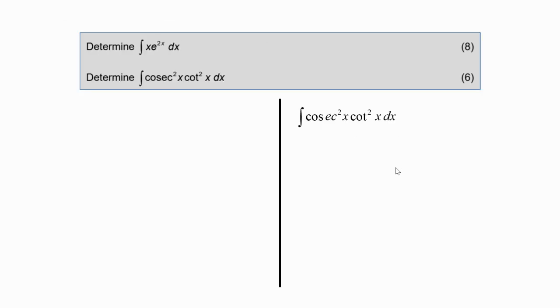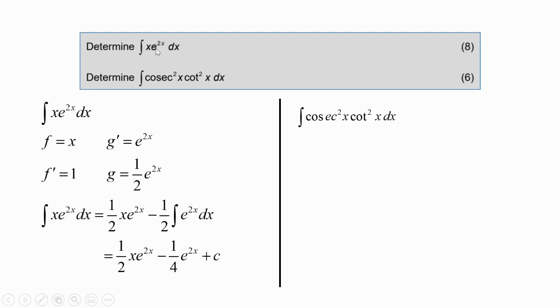Now, the very next question in last year's paper was for 8 and then for 6 marks. The first question said: determine the integral of x times e to the 2x dx. So there it is. I have done it all in one go just to show you. This is quite clearly 2 functions multiplied together, so you needed to recognize to integrate it by parts.